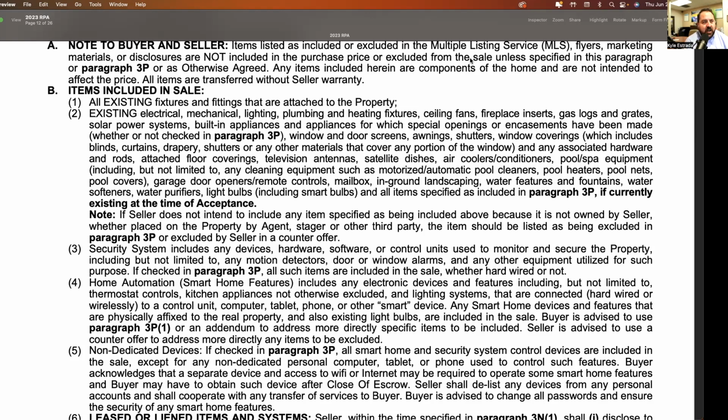Window and door screens, awnings, shutters, window coverings, which includes blinds, curtains, draperies, shutters, or any other material that covers any portion of the window, and any associated hardware and rods, attached floor coverings, television antennas, satellite dishes, air coolers, conditioners, pool and spa equipment, including but not limited to any cleaning equipment such as motorized automatic pool cleaners, pool heaters, pool nets, pool covers, garage door openers, remote controls, mailboxes, in-ground landscaping, water features and fountains, water softeners, water purifiers, light bulbs, including smart bulbs, and all items specified as included in paragraph 3P if currently existing at the time of acceptance.